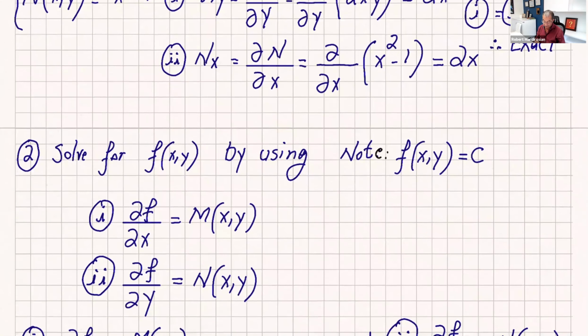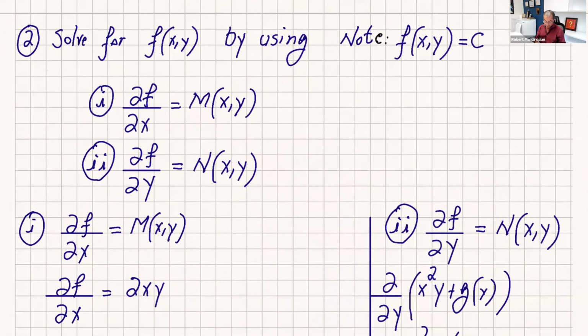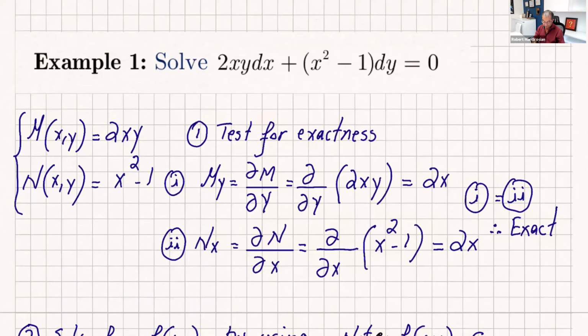Step number 2, we're going to solve for f of x, y by using these two. And note f of x, y equals c. So sometimes it's easier to pick number 1, or sometimes it's easier to pick number 2, depending on the expression, which one is easier to integrate. So please remember that note. Here, I pick number 1. The partial of f with respect to x is equal to M of x, y, and we know M of x, y was 2xy, so we have it here.